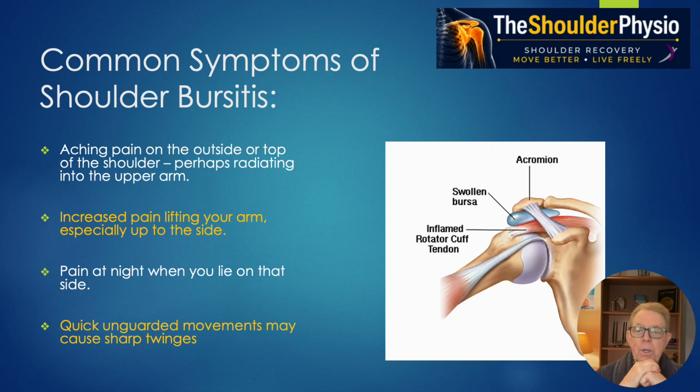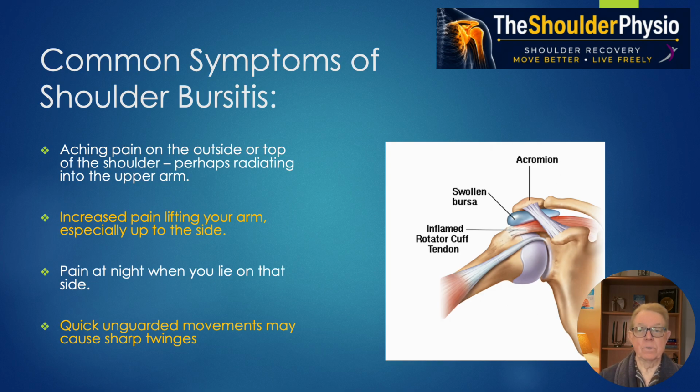So what are some of the symptoms you might be feeling with bursitis? Well, typically an aching pain over the outside or top of the shoulder, quite often radiating into the upper arm, so much so that people sometimes tell me, oh, it's not my shoulder, it's the muscles in the arm that are the problem. There'll be pain lifting your arm, especially up to the side. People will often report getting jabs of pain when they try to put a jacket on or reach behind them for something. Or pain at night when they try to lie on that side.